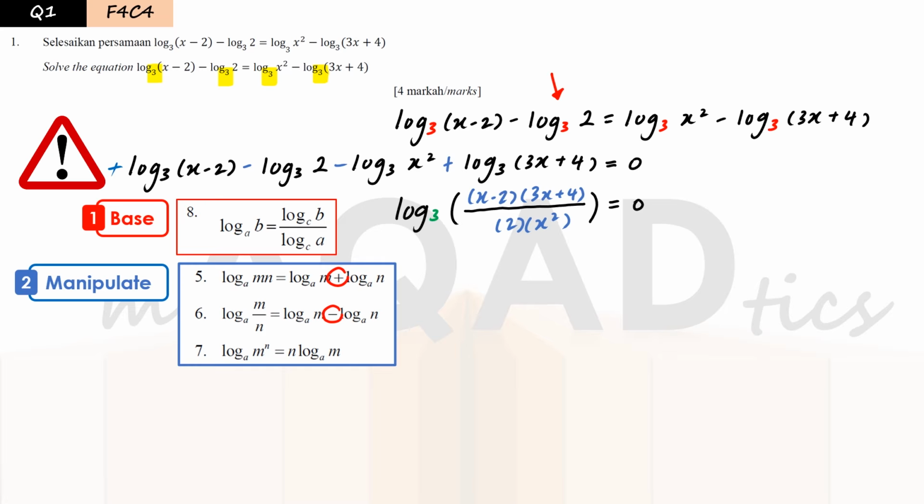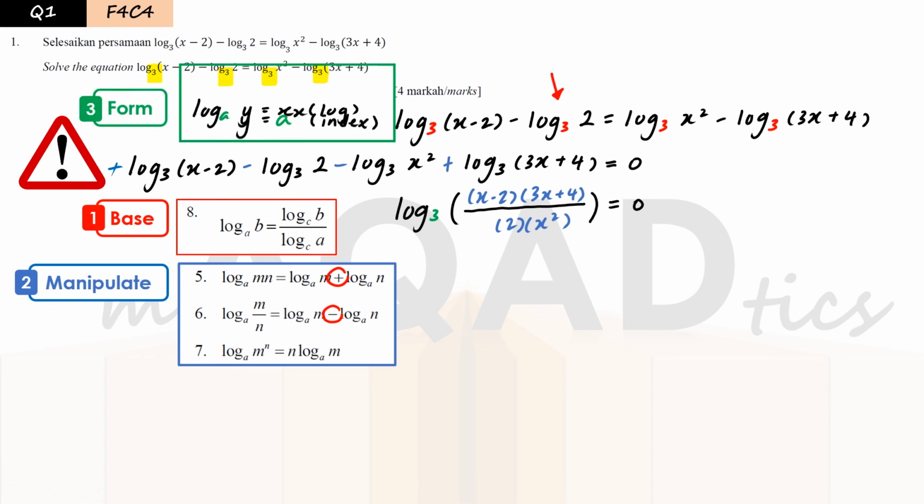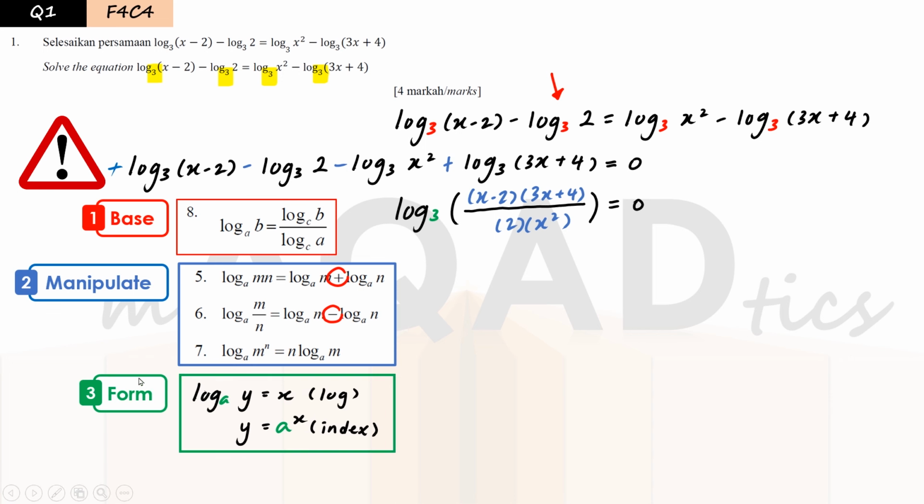Okay, so if you want to simplify further, of course we need to cross multiply the things on the numerator and then multiply the denominator. So if you imagine we multiplied already, what else can we simplify? What else can we do to find the value of x? Okay, so this is the third step. The third step is to change the form from the logarithm format to the index format.